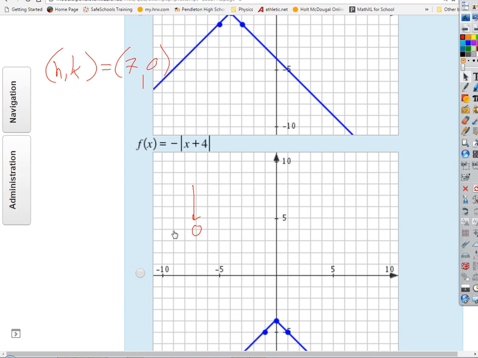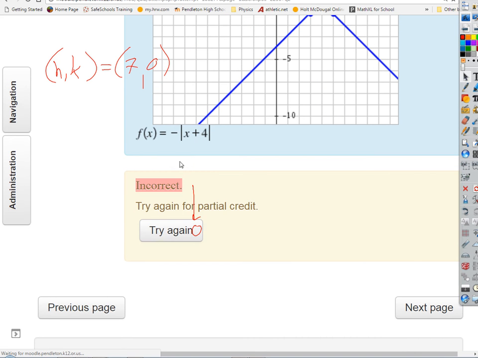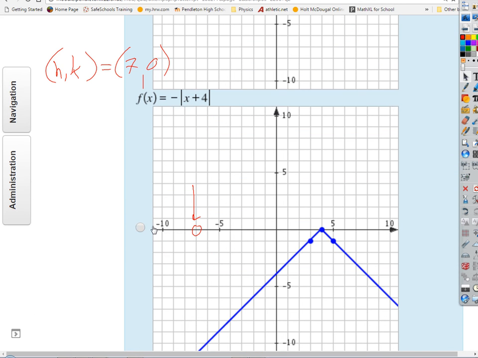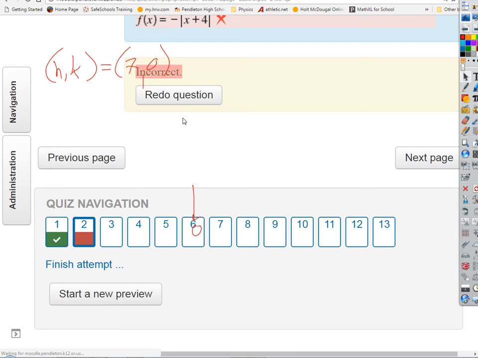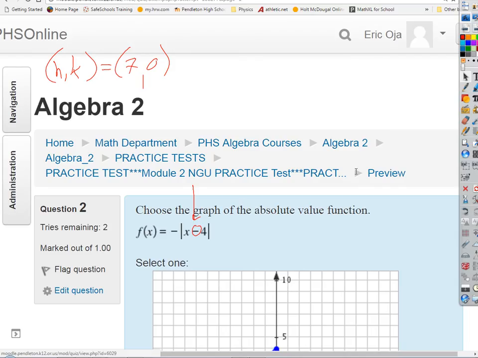Okay, I want a different one than that, though. You got to miss it twice, I think, to get a new one. Now I can redo. It's not giving me the one I want. That's okay, but here's what I want.